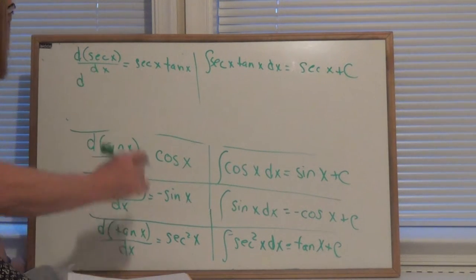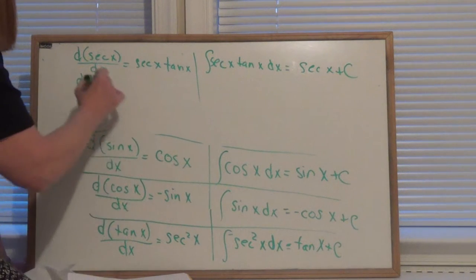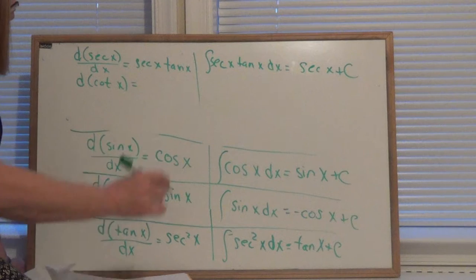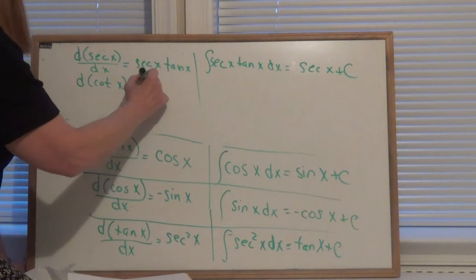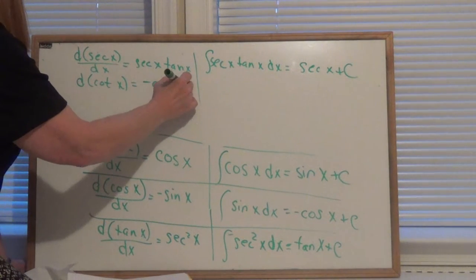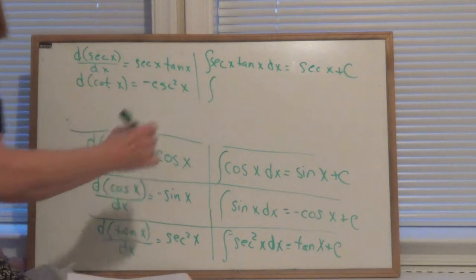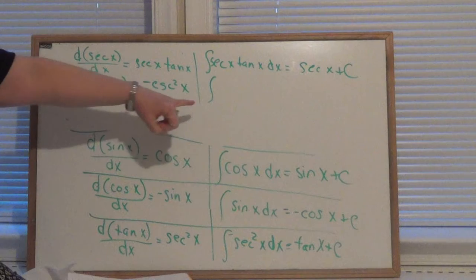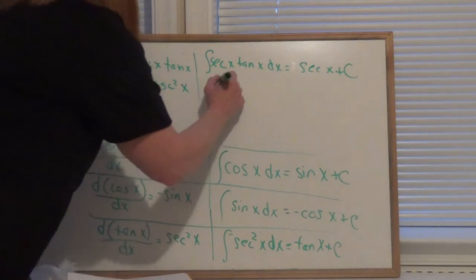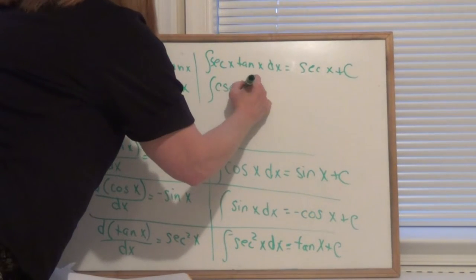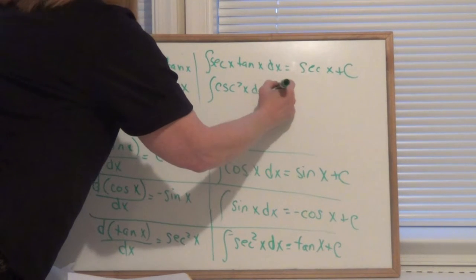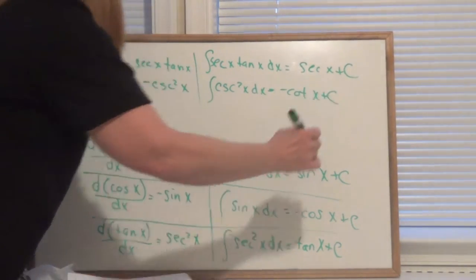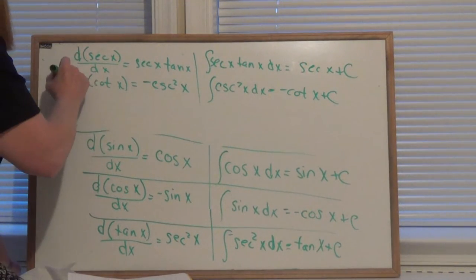So the derivative of cotangent is negative cosecant squared. So the integral, once again, instead of putting the negative sign in my integral, I'm going to flip it over to the other side. And I'm going to get negative cotangent.